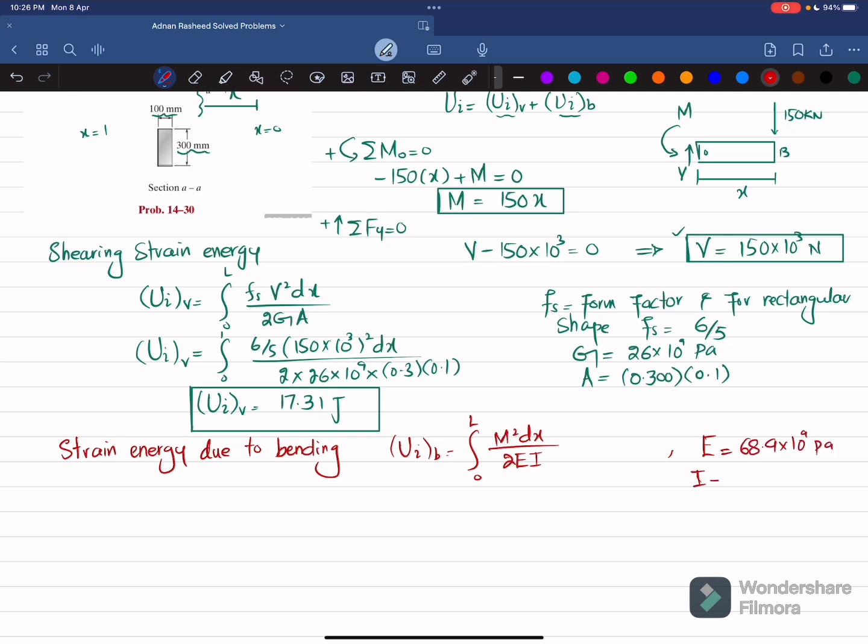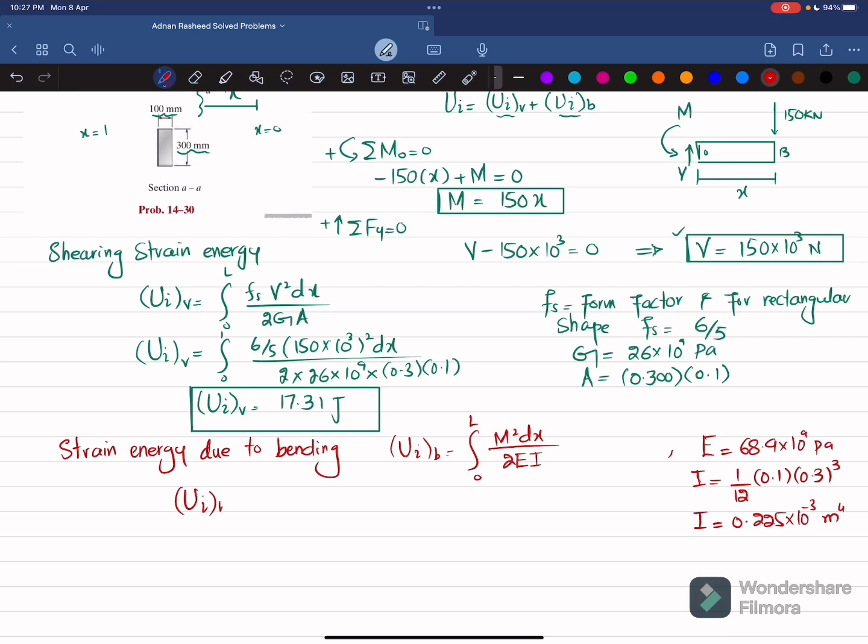And what about I? I is the second moment of inertia for this rectangular section. It is equal to 1 over 12 breadth, which is 100 millimeter, and that in meter is 0.1, and height is 0.3, cubed. So when you calculate, it will give you 0.225 into 10 to the power minus 3 meter to the power 4. So you can just put it in this formula.